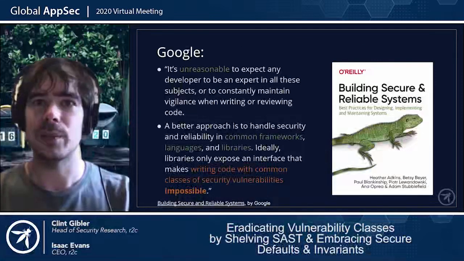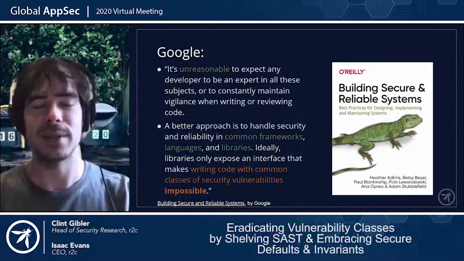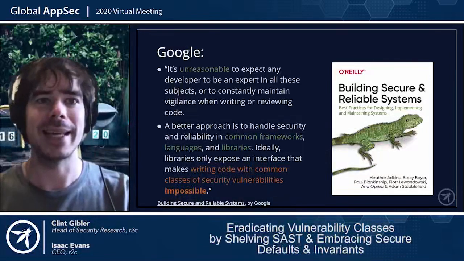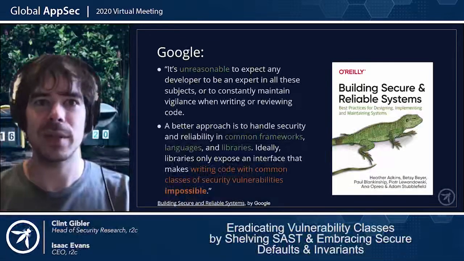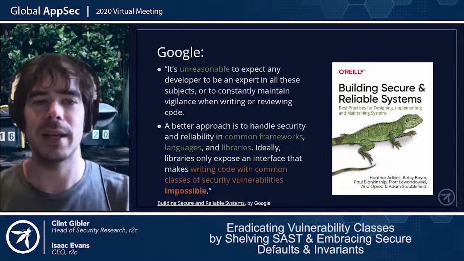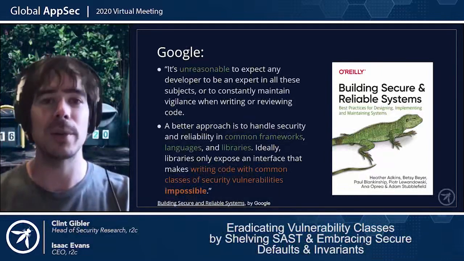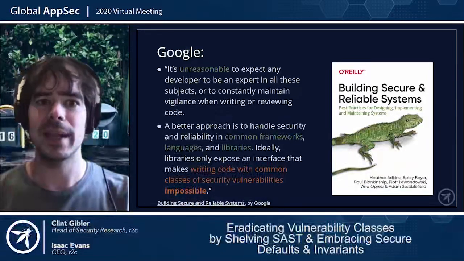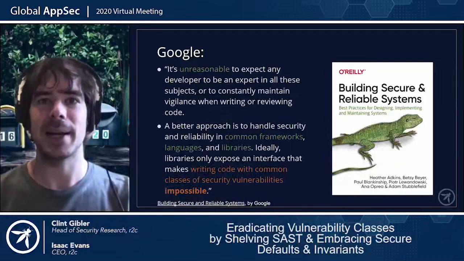Google recently released a quite excellent book for free online called Building Secure and Reliable Systems, and here's a snippet from it. They say it's unreasonable to expect any developer to be an expert in all of these subjects or to constantly maintain awareness of all these security issues when they're writing and reviewing code. A better approach is to have frameworks, languages, and libraries that make common security vulnerabilities impossible.